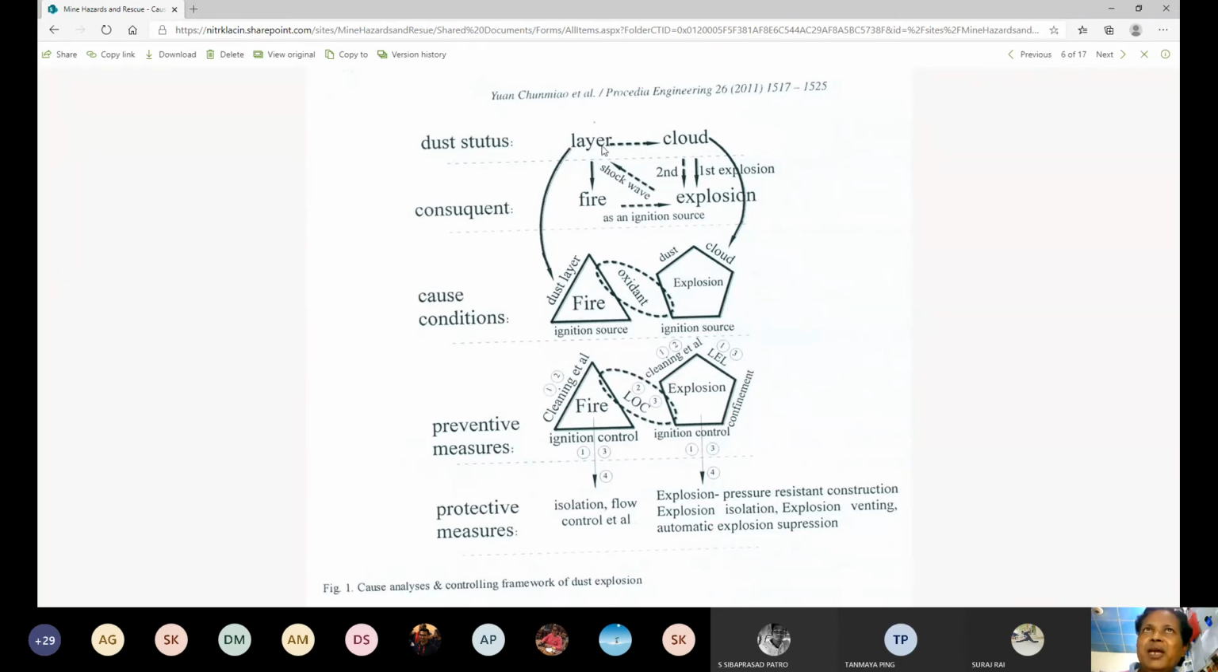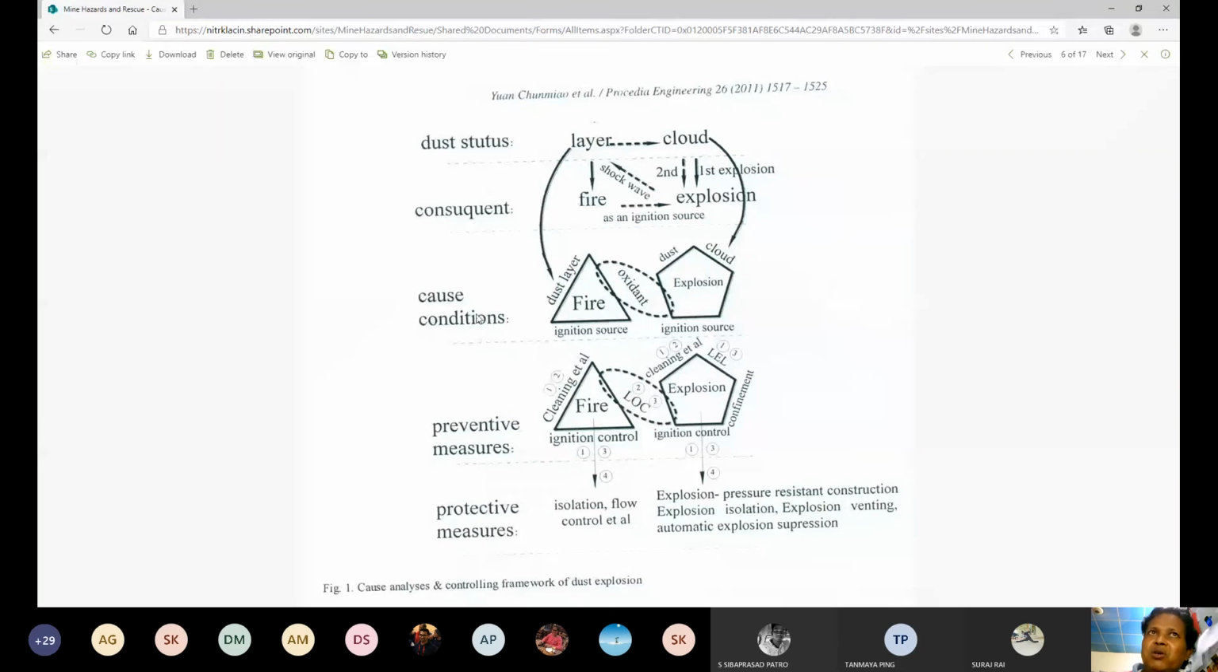If there is a layer of coal dust and there is an ignition source, this layer of coal dust is going to be fired. There will be fire, and this fire will generate shock waves, and this shock wave will go to this cloud of dust, and explosion is going to take place. So if there is coal dust in your mines, the consequence is there will be fire and explosion. Coal dust fire and coal dust explosion will be there.